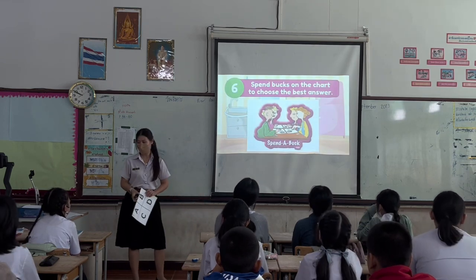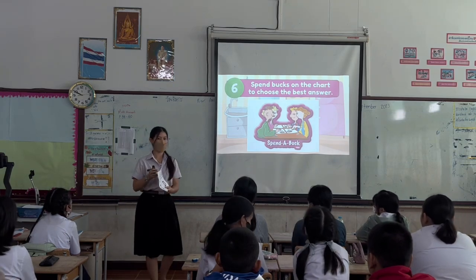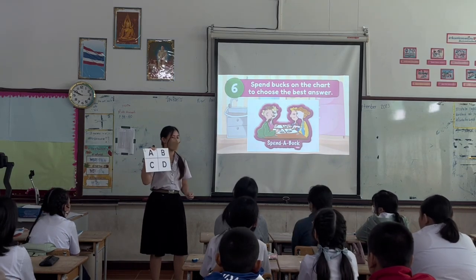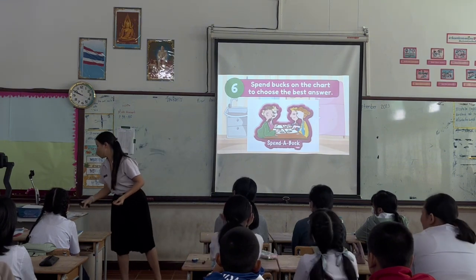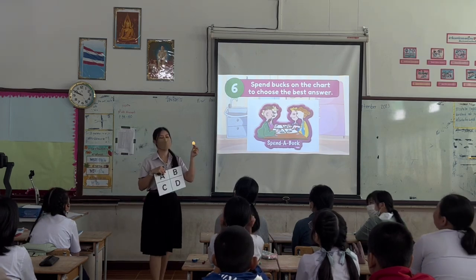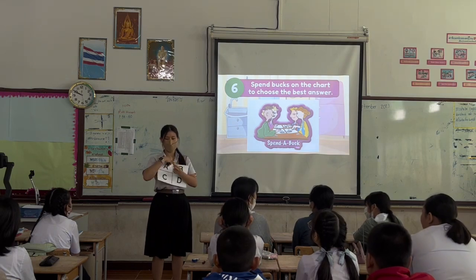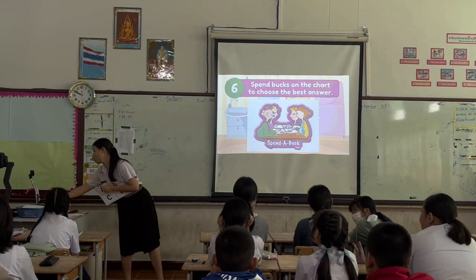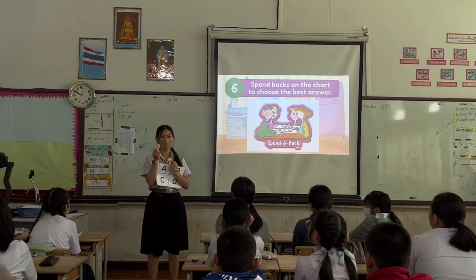Okay, next one. And then when you need to answer your choice, you need to spin a mark on the chart like this, okay? For the big coin, this is a big coin, it has 500 coins, and this is a small coin, it has 100 coins, okay?